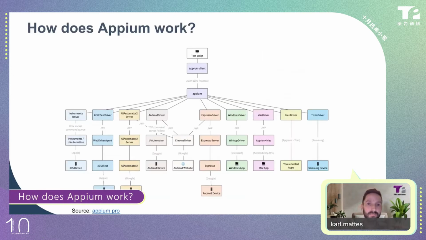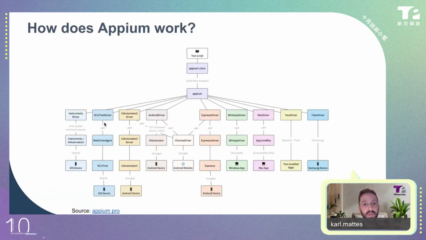Now, this is a larger diagram that I found on Appium Pro. I think it's pretty interesting because it shows us all the different drivers that there are and how the communication would flow between them. We can see our iOS example again here with the XCUITest driver, and we could also see how the communication works for Android with the UiAutomator2 driver or the Espresso driver. Sadly, we don't have a lot of time today, so we're going to skip over that diagram, but you can get the slides later on, and if you're interested, you can take a closer look.